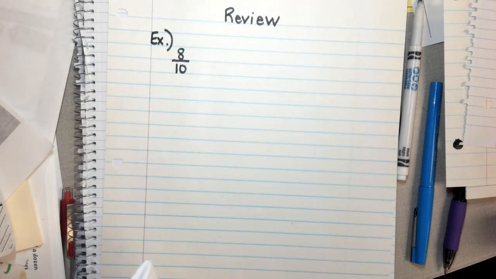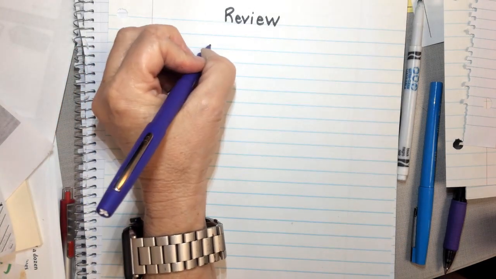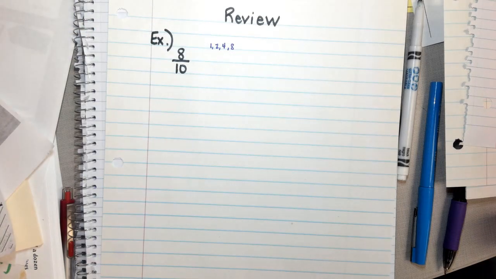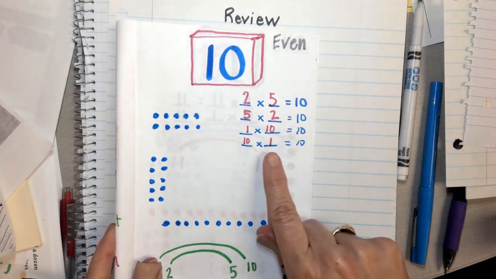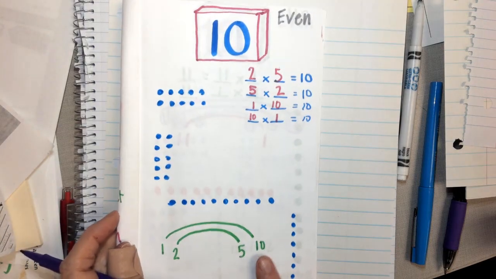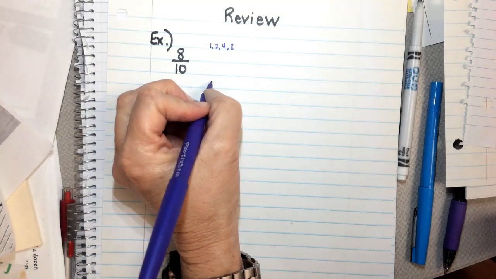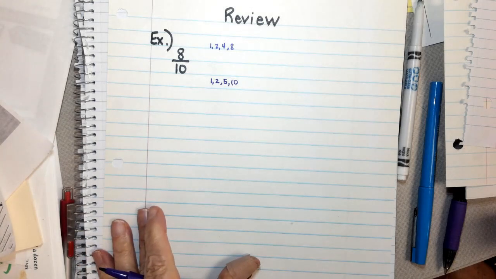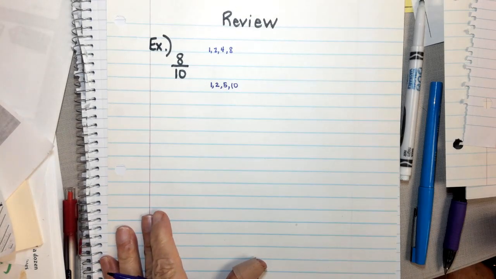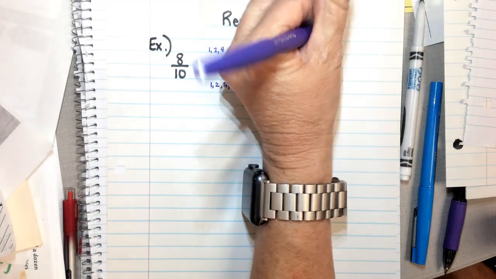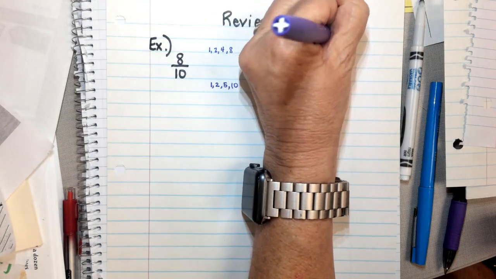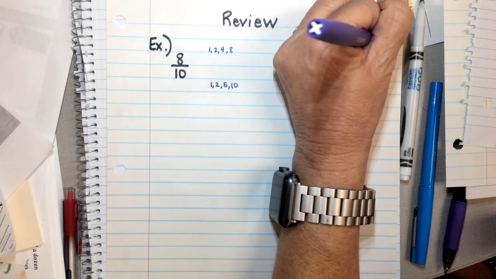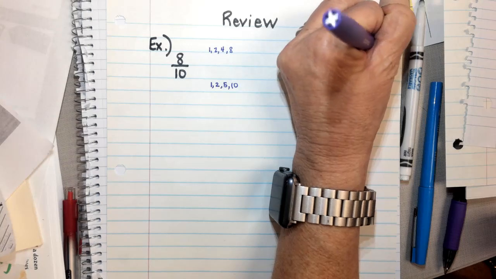And then I think about the factors for 10, which are 1, 2, 5, and 10. I'm going to write those down here. What I want to do is circle the largest number that they share. This is the greatest common factor. Remember when we talked about the GCF? The GCF is the greatest common factor that 2 numbers share.